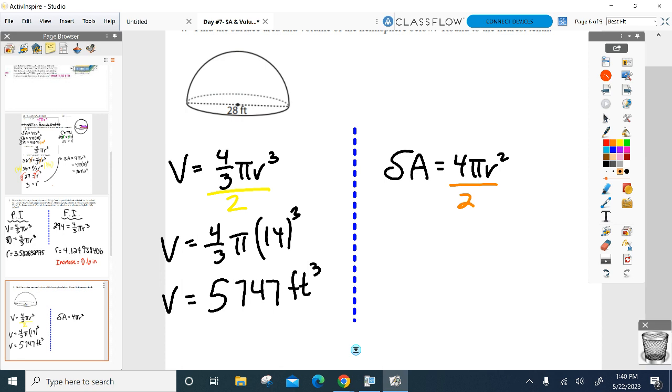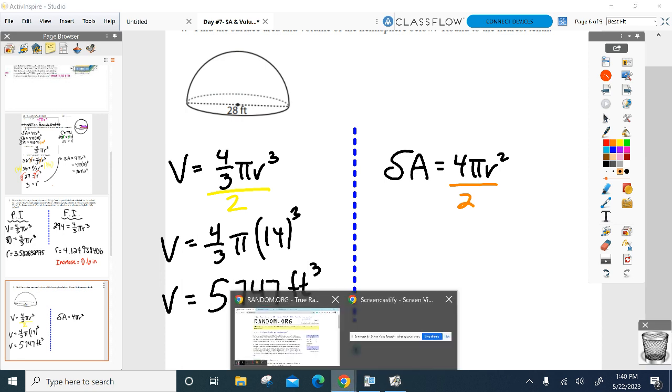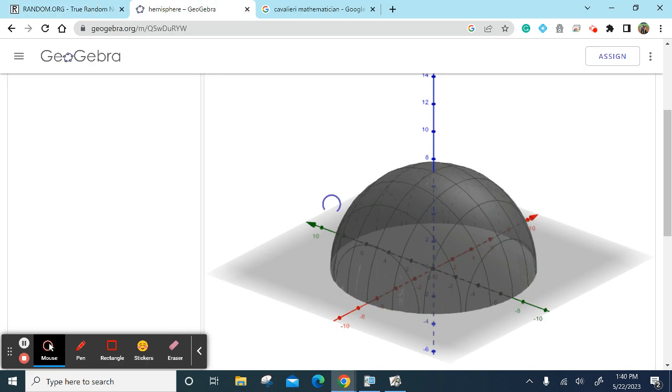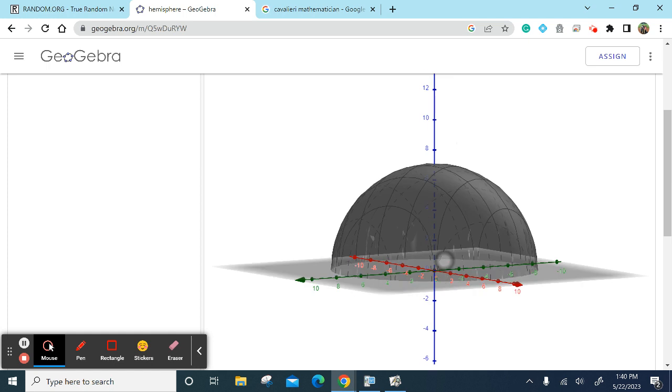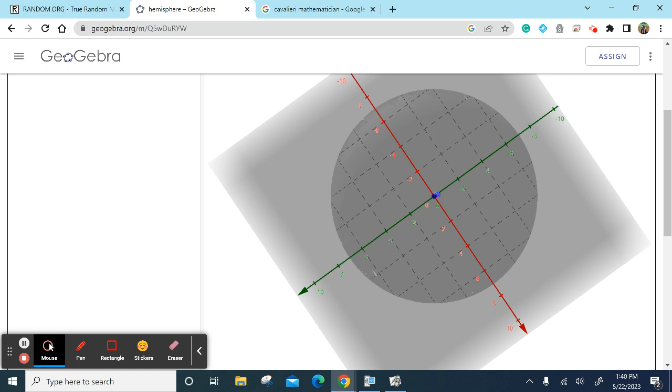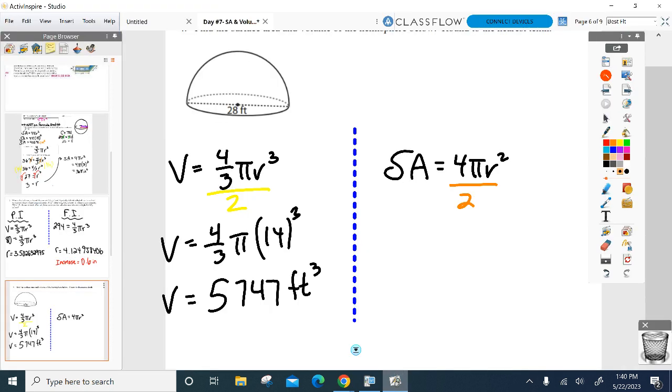And here's why. What's surface area again? Anything on the outside, right? 4 pi r squared is just for this. I think we're missing something if we're counting everything on the outside, aren't we? What are we missing? The bottom. And what shape is the bottom? A circle. So not only do I have to cut that in half, that's just the dome part, I need to add in the circle on the bottom. So what should I be adding on to this?